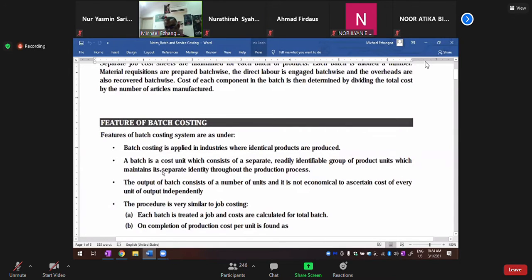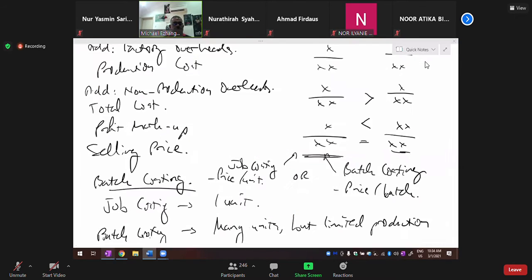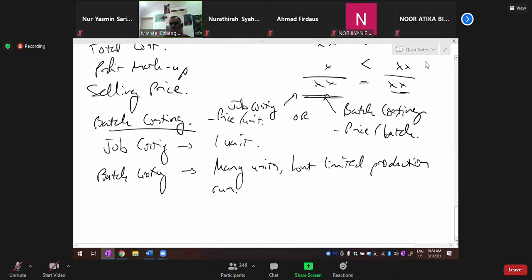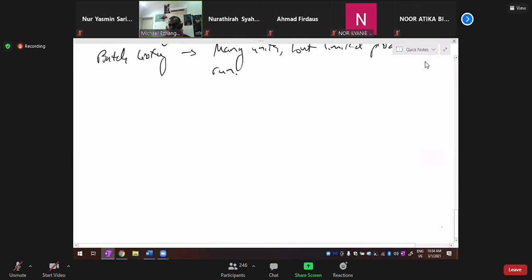Now, listen, before I continue, some terminology that sometimes confuses students. It says a batch is a cost unit. All right. Now, what is cost unit? Let me explain that. Cost unit is not the same as cost per unit. They have different meaning. Can you follow?